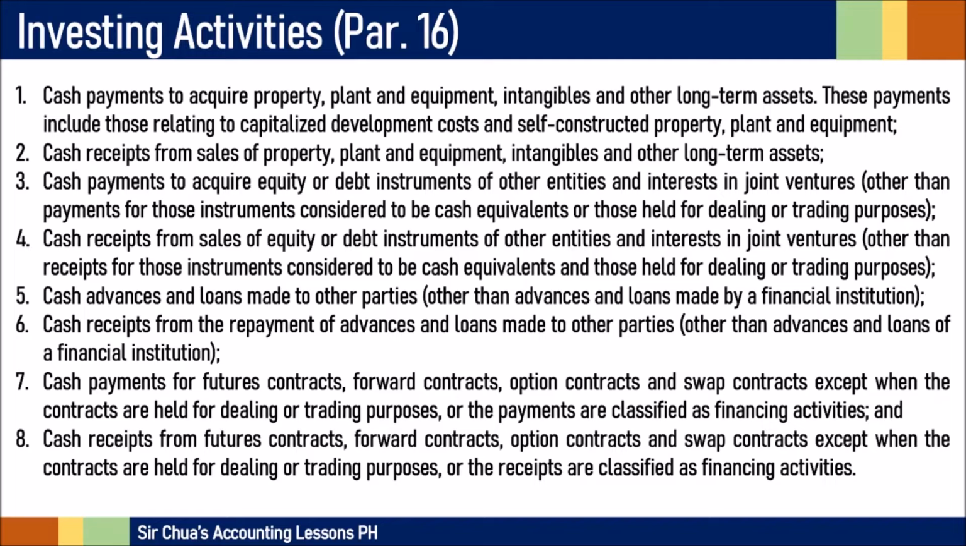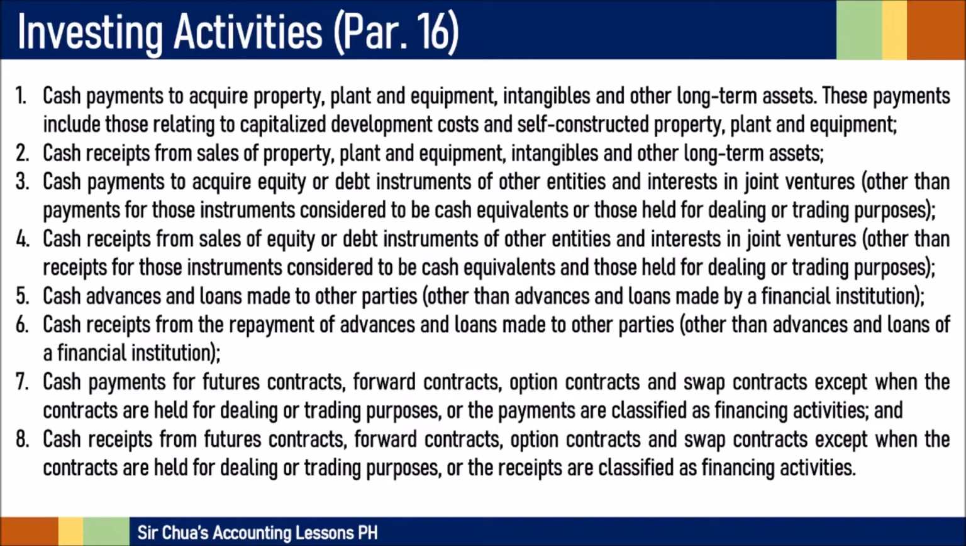And then cash payments and receipts related to equity and debt instruments of other entities and interest in joint ventures. And then cash advances and loans made to other parties. Take note that we are pertaining to loans made to other parties, not loans that are liabilities or obligations of the company, because that will really form part of your financing activity. So we're talking about the advances and loans made to other parties because those are actually investments.